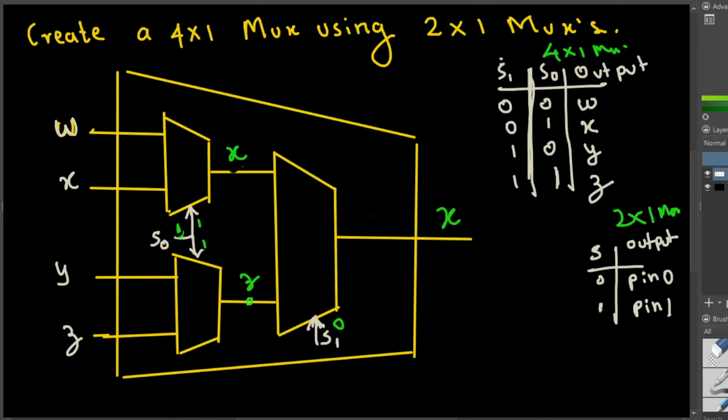And let's check the third one. The third one is 1 0, when S1 is 1 and S0 is 0. If it's 0, this is going to be 0 0 right here. Then if the control signal input is 0, what's going to be the output? Whatever the value in pin 0, that is W in this case. Here also pin 0, Y. And here 1, that's pin 1, that's Y. Is that what we have? Yes. Let's check the last one.